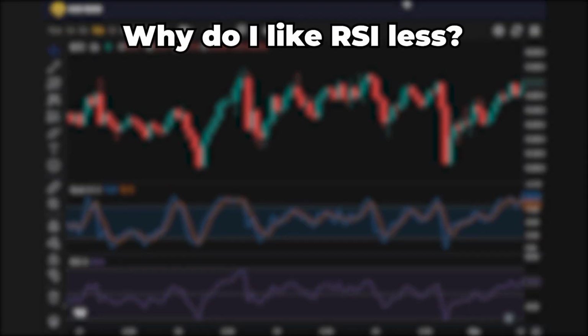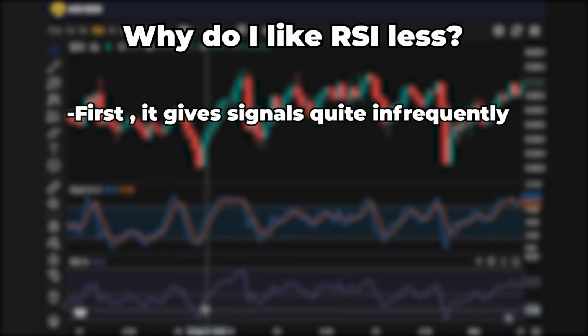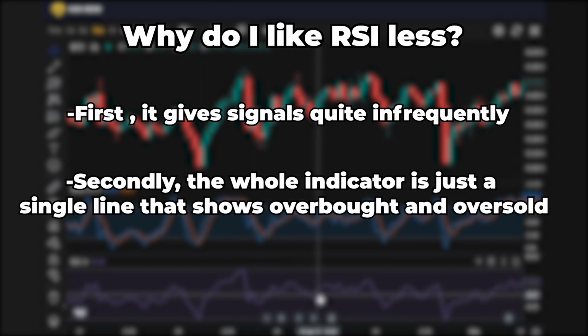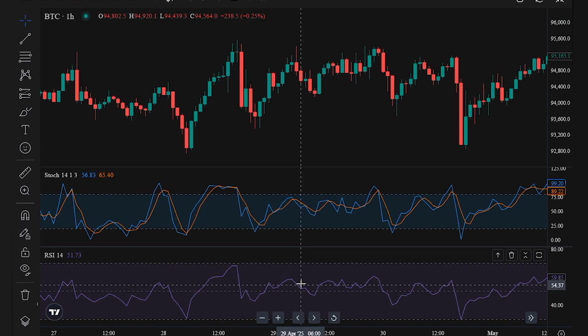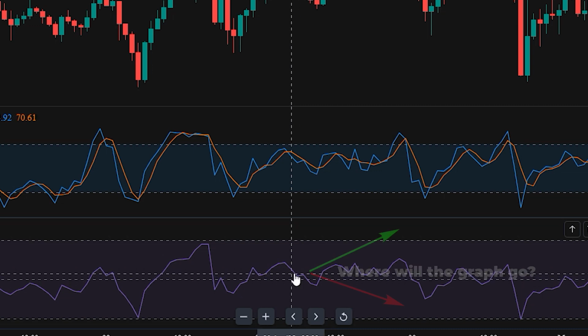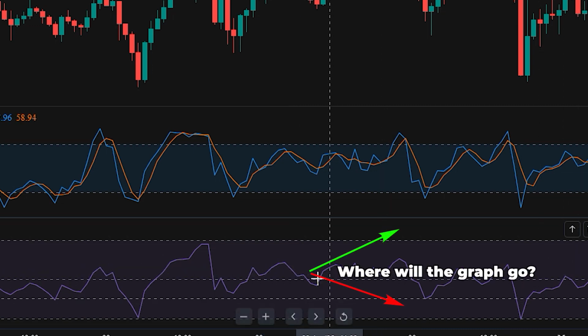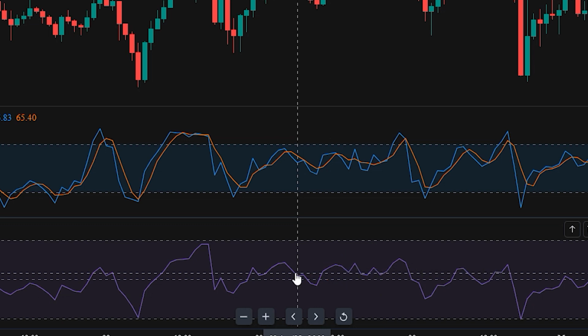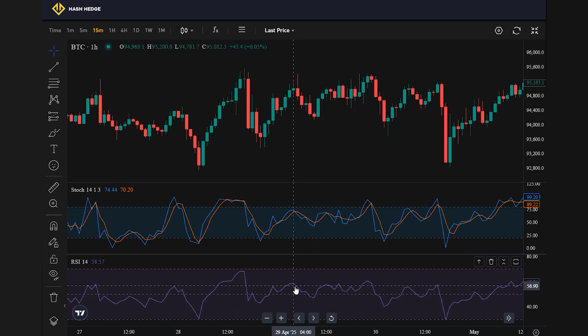Why do I like RSI less? There are 2 points. First of all, it gives signals quite infrequently. If we compare it to the stochastic chart, there are 2 to 3 times fewer signals. Secondly, the whole indicator is just a single line that shows overbought and oversold. For example, when you are in this moment, and let's say you don't see the right side of the chart, you don't know where the chart is going to go next, up or down.